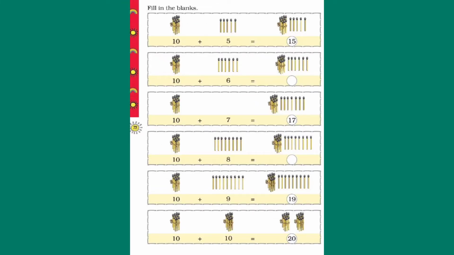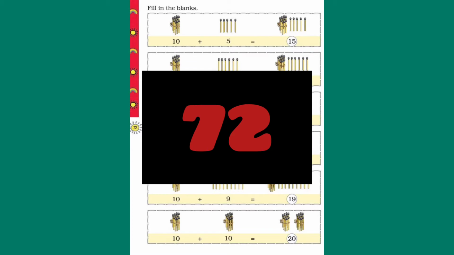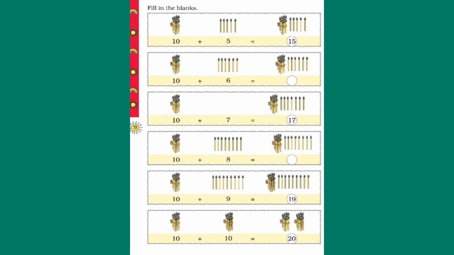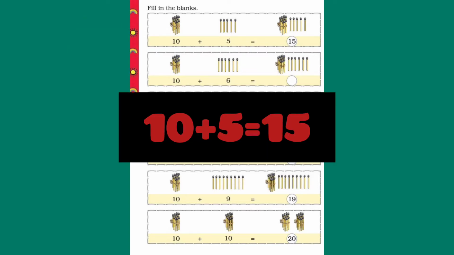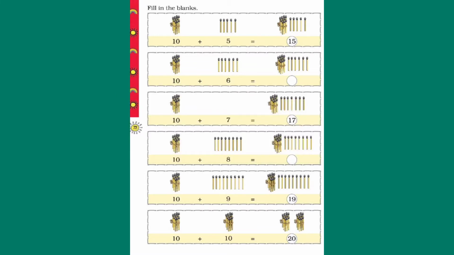Coming to the next page, page number 72. Here also you have to do the same thing. You have to add 10 matchsticks. A bundle is made up of 10 matchsticks. Plus we have to add 5 more matchsticks. So 10 plus 5 is equals to 15.